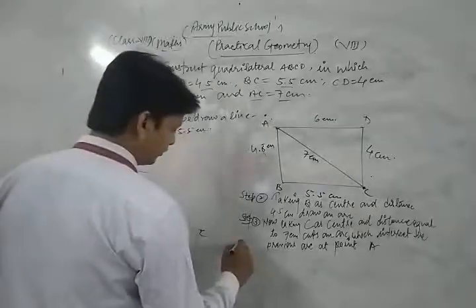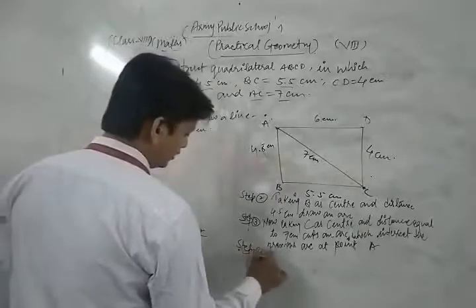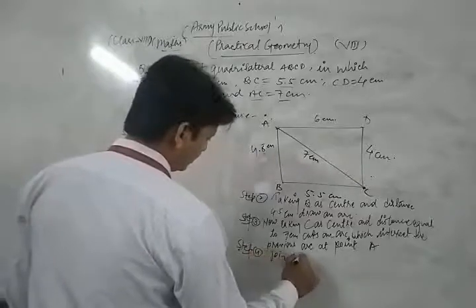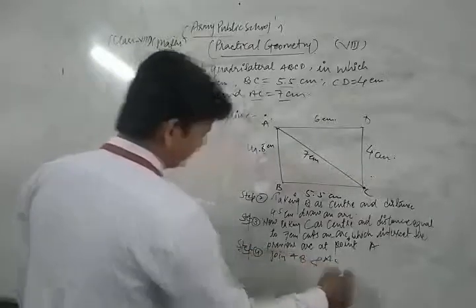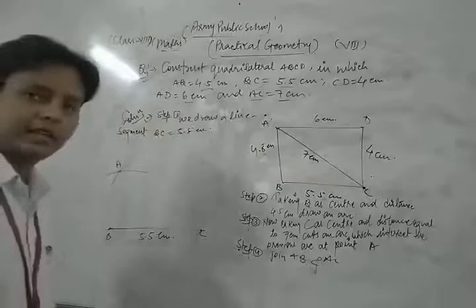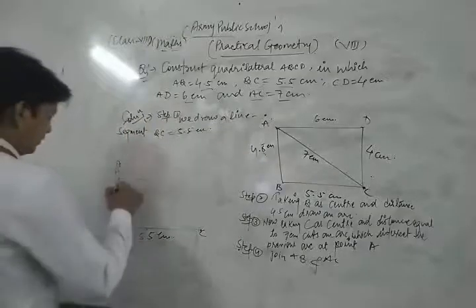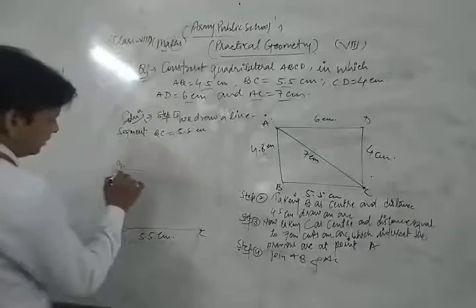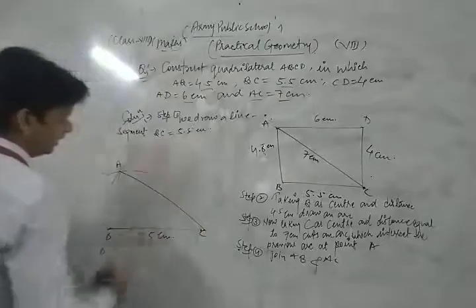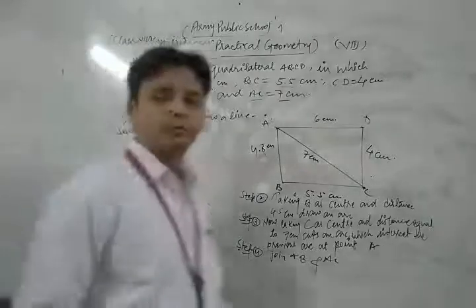Now in the next step, step 4, join AB and AC. Now what do I do?